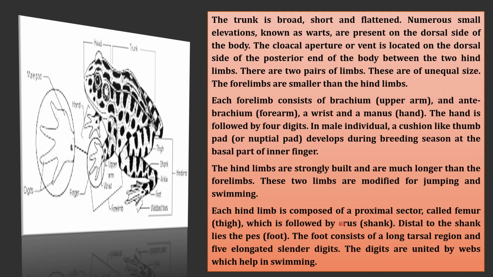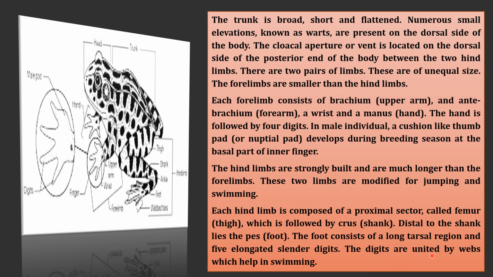Each hind limb is composed of a proximal sector. Proximal means the first sector, that is called the femur or thigh. You can see this is the thigh. This portion is called the femur, which is followed by the crus or shank. This portion is the crus or shank. Distal to the shank lies the pes or foot. So this portion is the foot. So three portions are there in the hind limbs: one is the thigh, second is the shank, and the third is the foot.